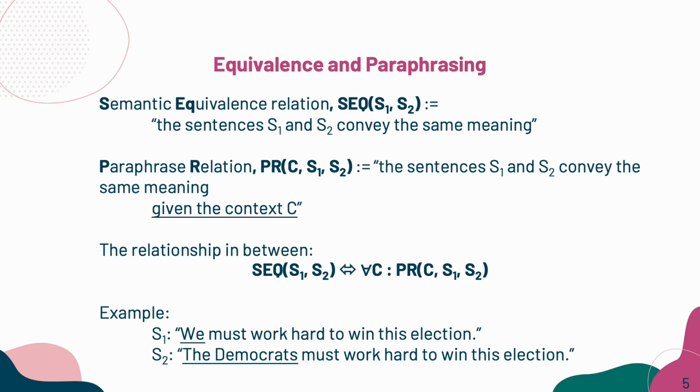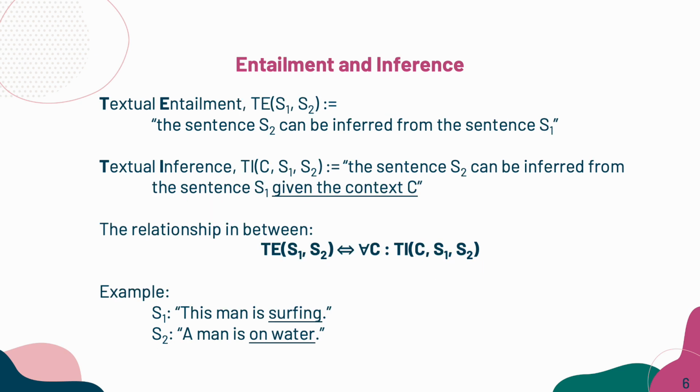For example, in sentence 1, we must work hard to win this election, and in sentence 2, the Democrats must work hard to win this election. Taking these two as the input, PR would return true if we consider the broader context that we in sentence 1 refers to the Democrats in sentence 2. However, SEQ will return false as in some context that we in sentence 1 might actually refer to others.